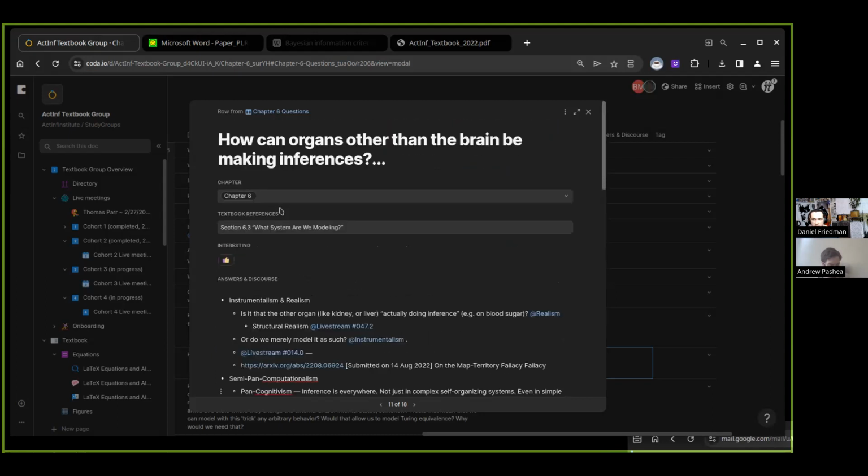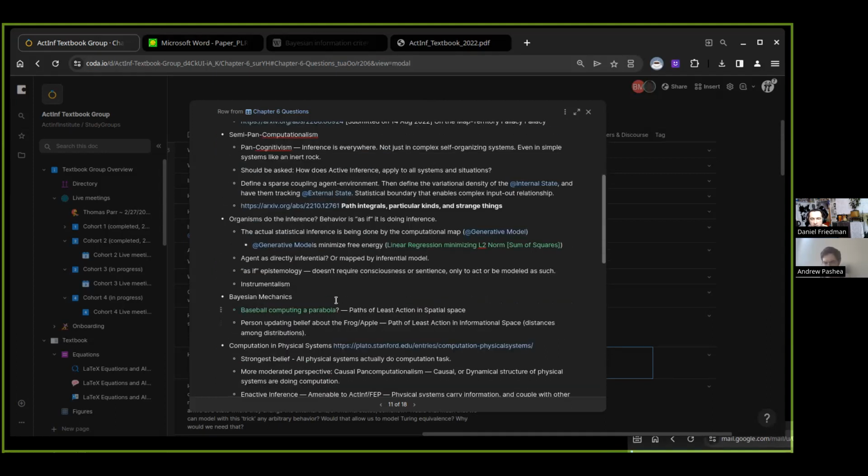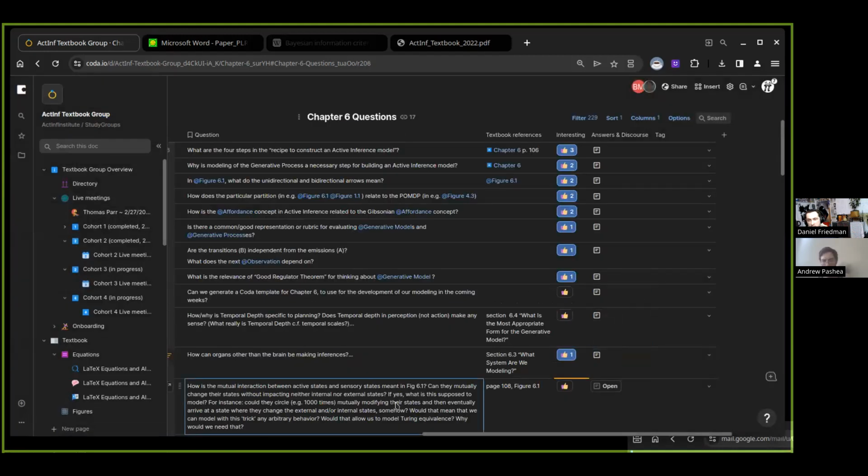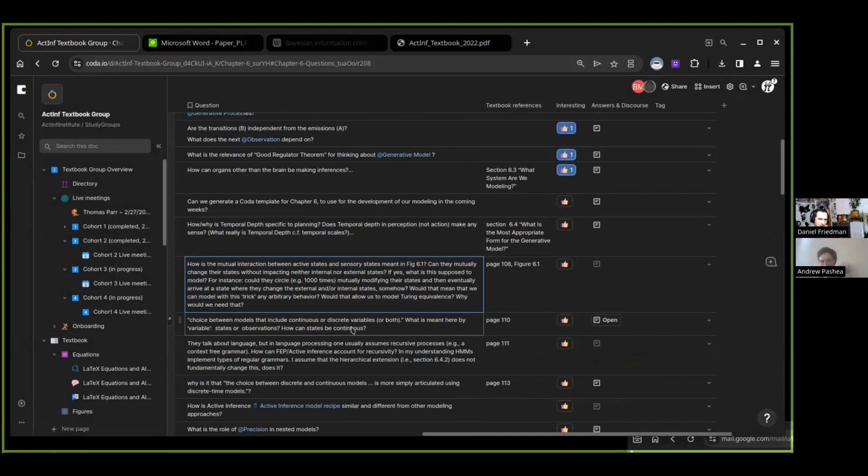Okay, so there are some quotes from the book, but yes, basically, forget organs other than the brain. How could anything be doing inference? And then another angle to take is just like the way that a baseball computes a parabola. You don't need to think that it's doing it like a calculator, but that's kind of naturalizing the computation. That's a path of least action in a spatial space. But also you could have a path of least action in a cognitive space. That's Bayesian mechanics. And then you could have more of a realist or more of an instrumentalist angle. Yeah, please.